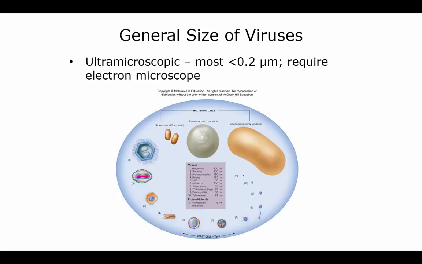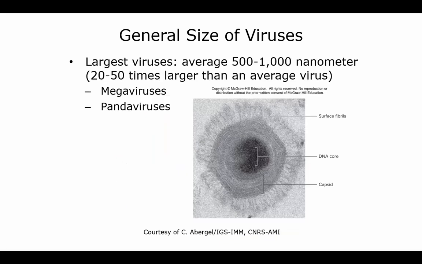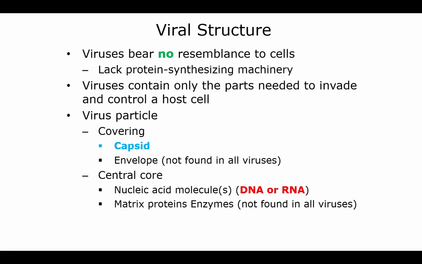As we mentioned a while ago, they're ultra microscopic, so you're going to have to use an electron microscope, which uses a beam of electrons to actually see them. The largest viruses can be 20 to 50 times larger than that, and they can be up to 1,000 nanometers. And of course, these are called mega viruses. Mega means big, or panda viruses.